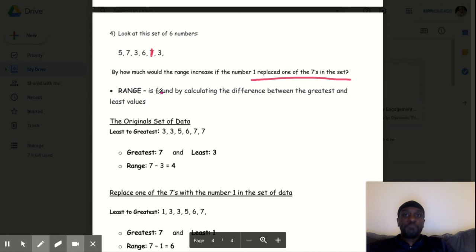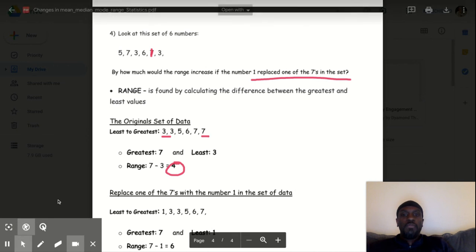So here we go. The range is found by calculating the difference between the greatest and the least value. My original set of data is here. Put in order from least to greatest. The largest number is 7, smallest number is 3. To find the range, I subtract 7 minus 3 is 4. My range is 4. With the original set of data.